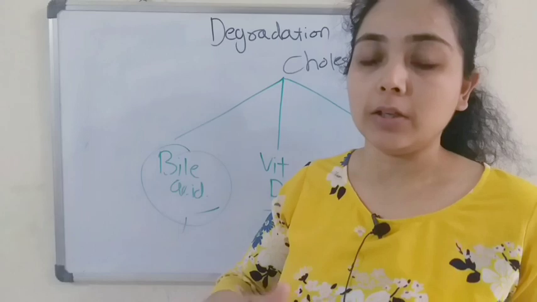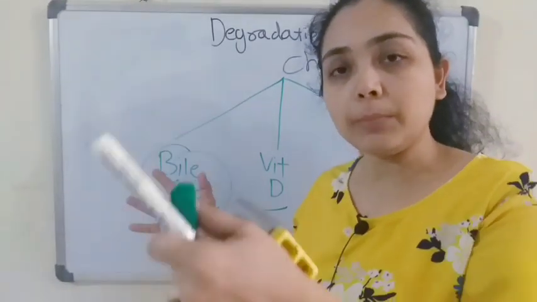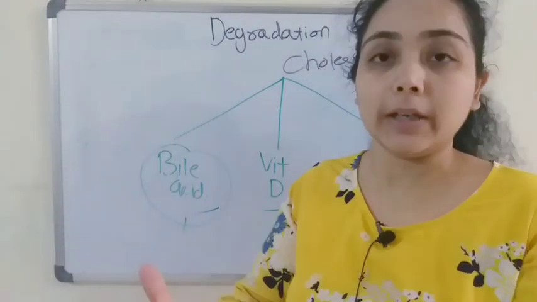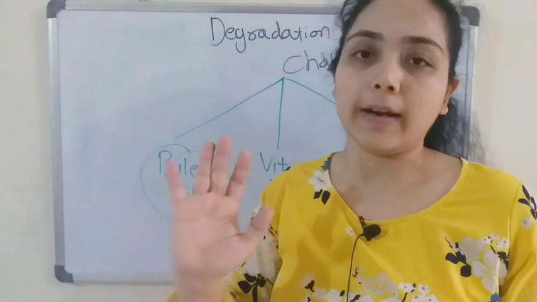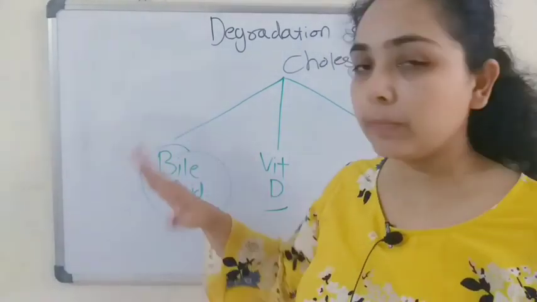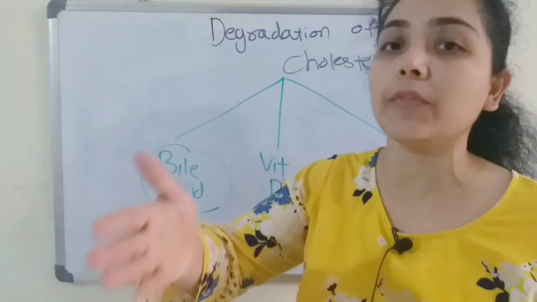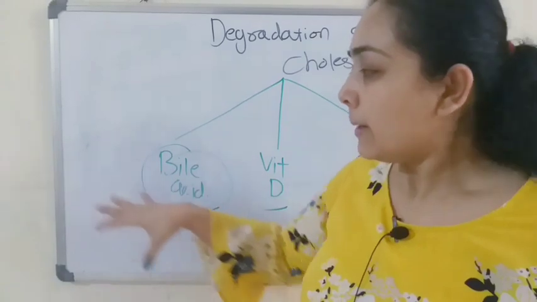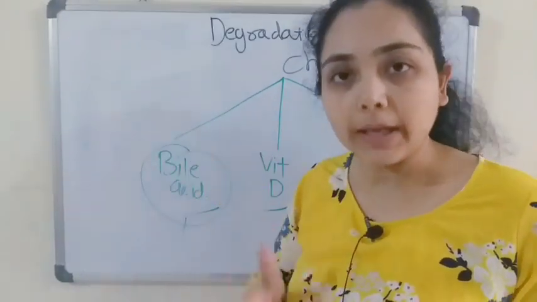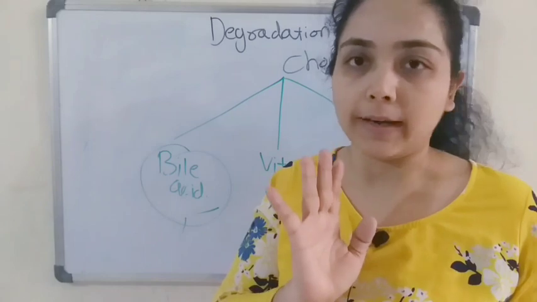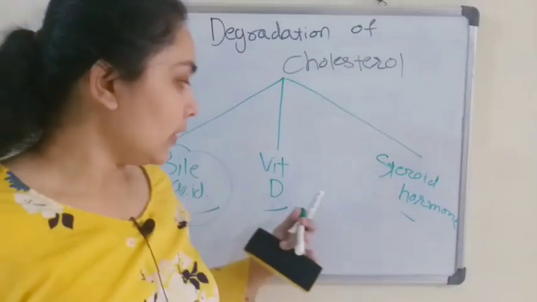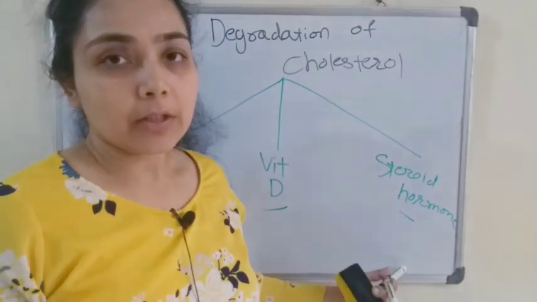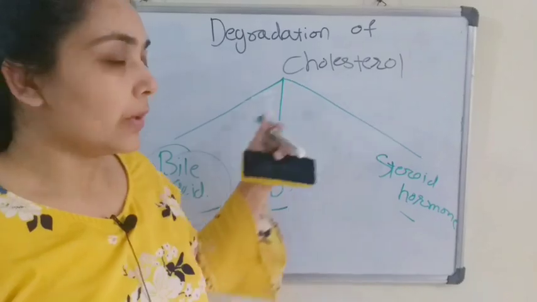And bile salt: after the conjugation of bile acid with sodium and potassium ion, we get bile salt, and that bile salt is more effective in the breakdown of fat. So the ultimate role, or the major purpose, of bile acid or bile salt in our body is the digestion and absorption of fat. Vitamin D, we know how important it is to our body, and there are the various steroid hormones. So let us discuss each process one by one.